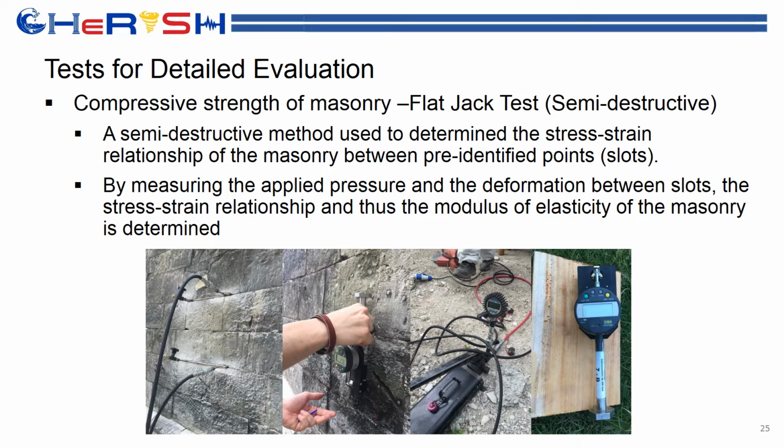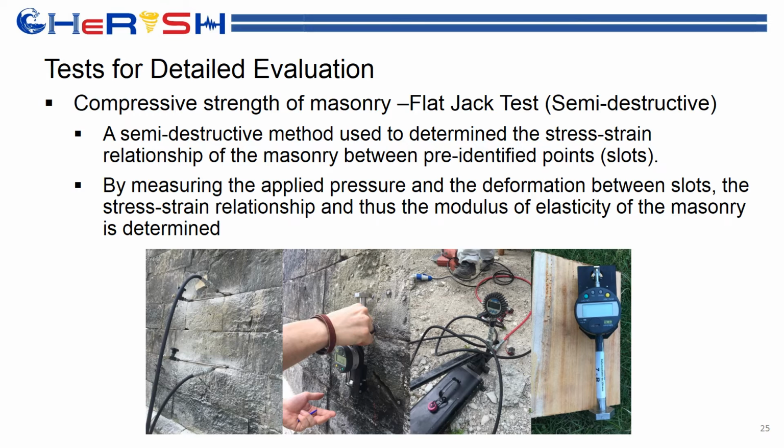Now, we might also encounter some heritage sites wherein the main material is masonry, and in that case, we may also want to determine the strength of that masonry, what we call the compressive strength f'm, and a semi-destructive way of doing this is what we call a flat jack test. It's a method that was performed in some of the churches in Bohol. It is actually a semi-destructive method that is used to determine the stress-strain relationship of masonry between pre-identified points.